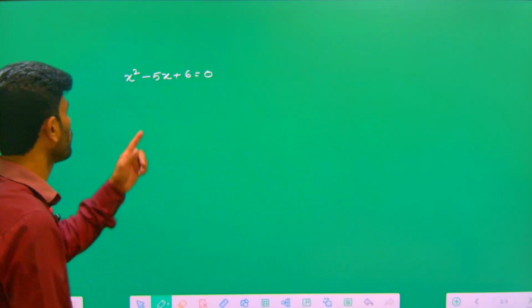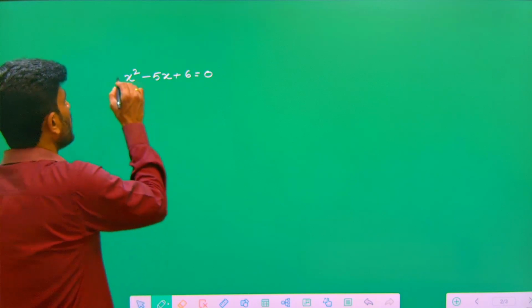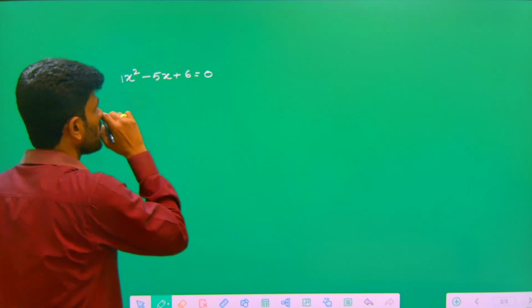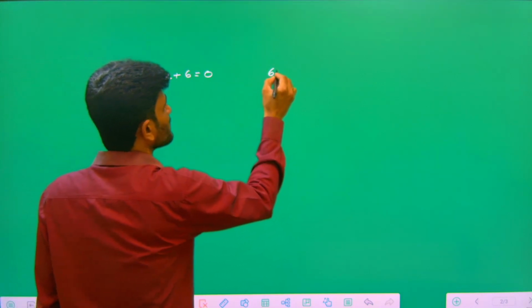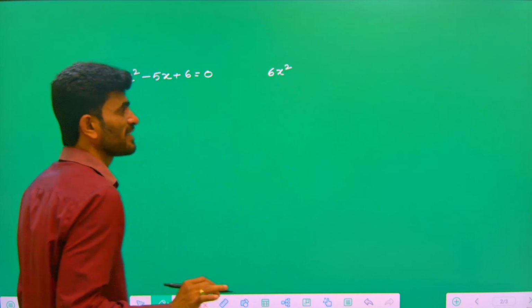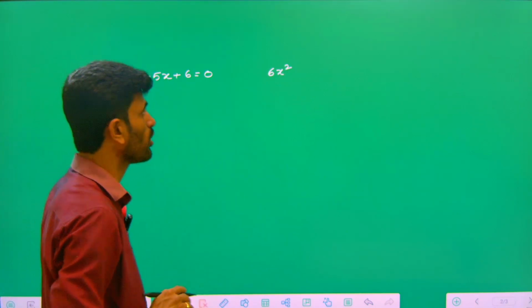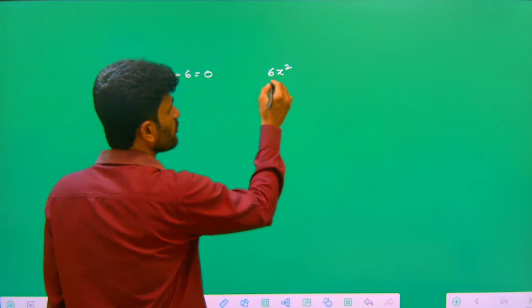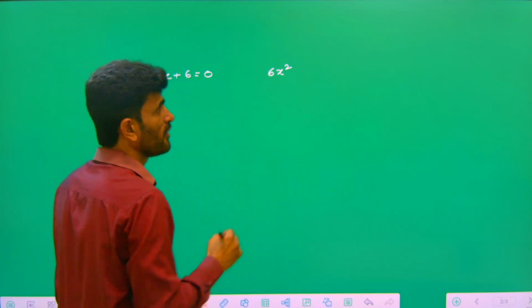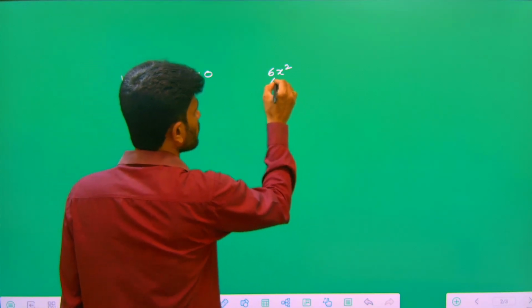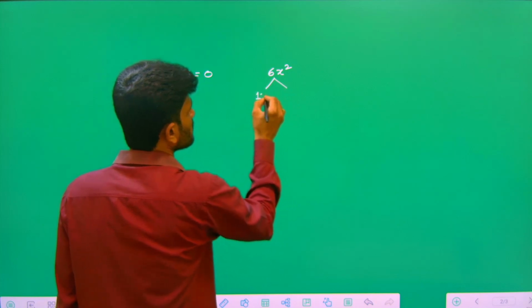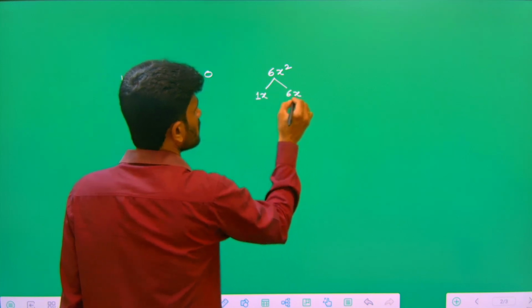I am taking one more problem. Here, when you multiply these two, 1x square into 6, what did we get? 6x square again, same as before. But here, the middle term is negative. In this case, what do we have to follow? Here also, we have to find the factors of this. What are the factors of this? One is 1x, another is 6x.